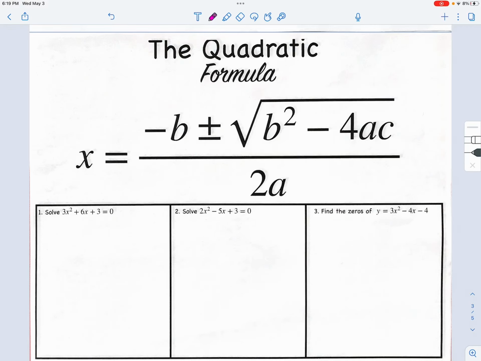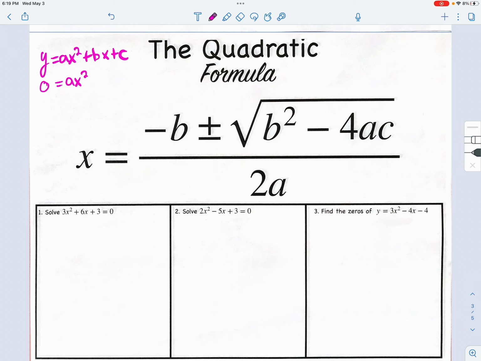Hello, guys. Today we're going to talk about the quadratic formula. The quadratic formula is just another way to solve quadratic equations that are in the form y equals ax squared plus bx plus c. Remember, to solve just means to find the x-intercepts or the zeros. So our y would be 0.